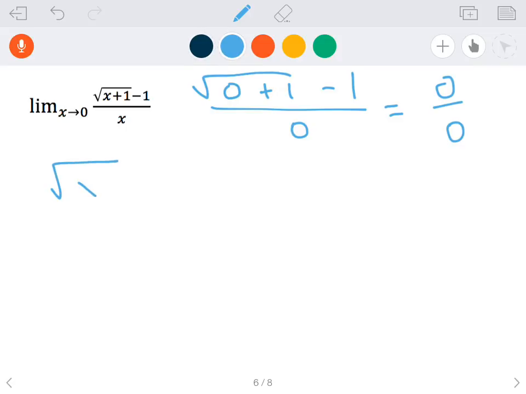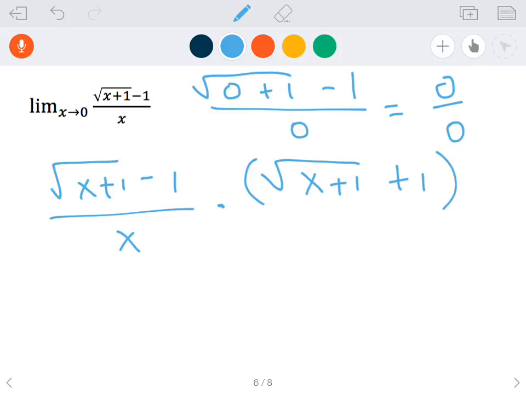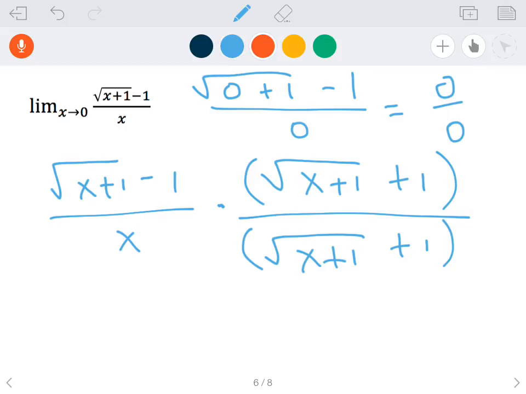I'm going to take the square root of x plus 1, minus 1, over x, and I'm going to multiply that by its conjugate, which is the square root of x plus 1 plus 1. If I multiply the top, I also have to multiply the bottom. Now what's the point of doing this?